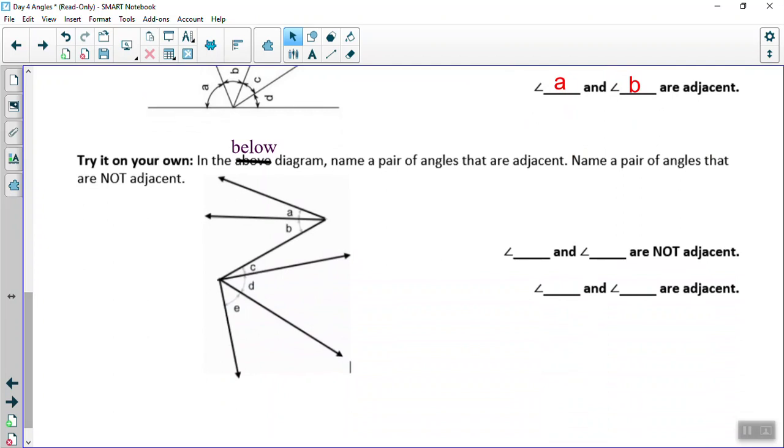All right, and now for our last section. This is your last try on your own.